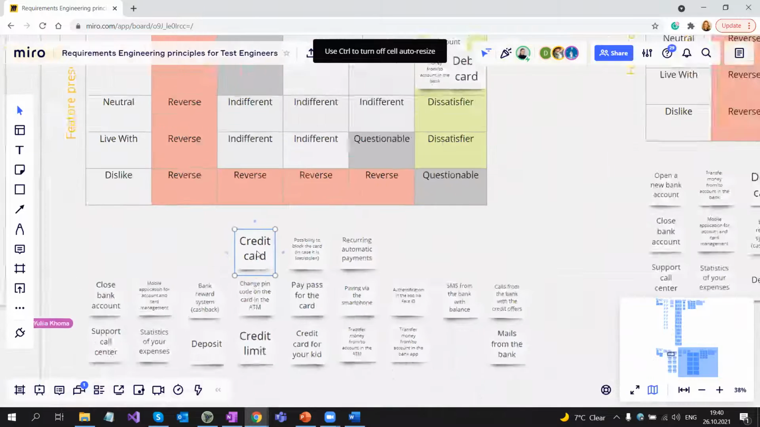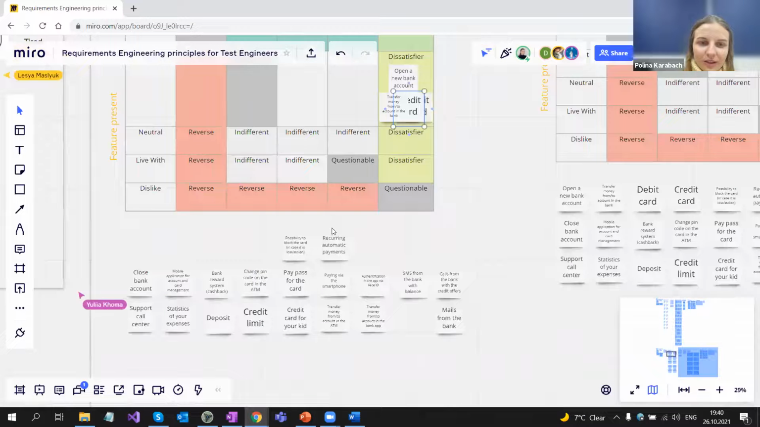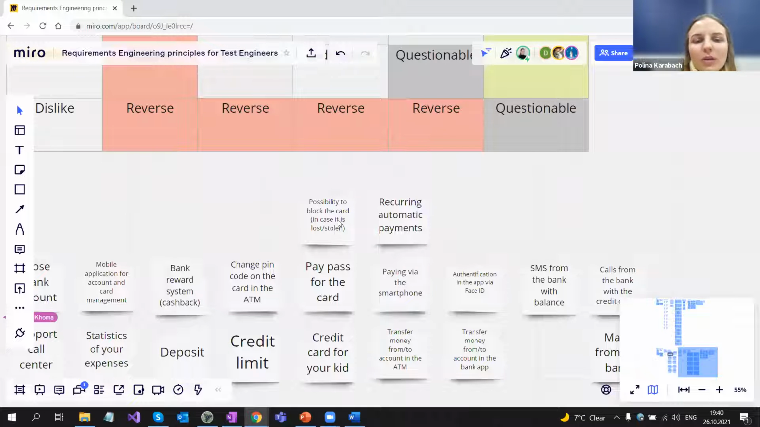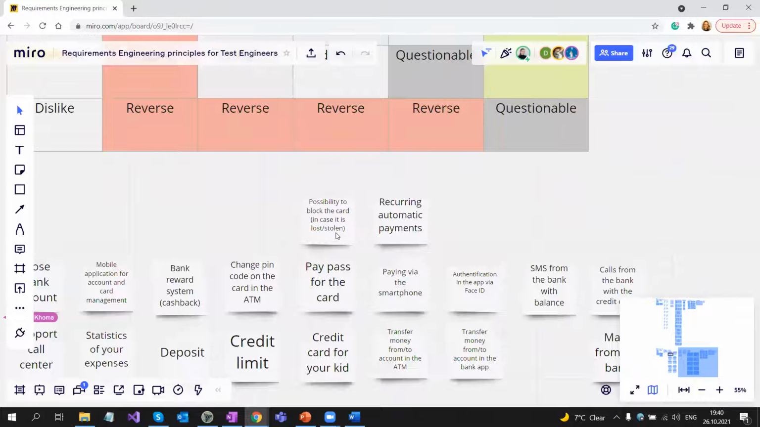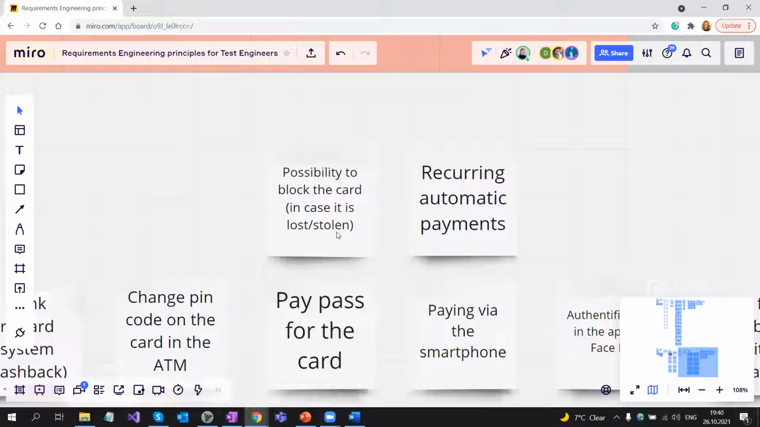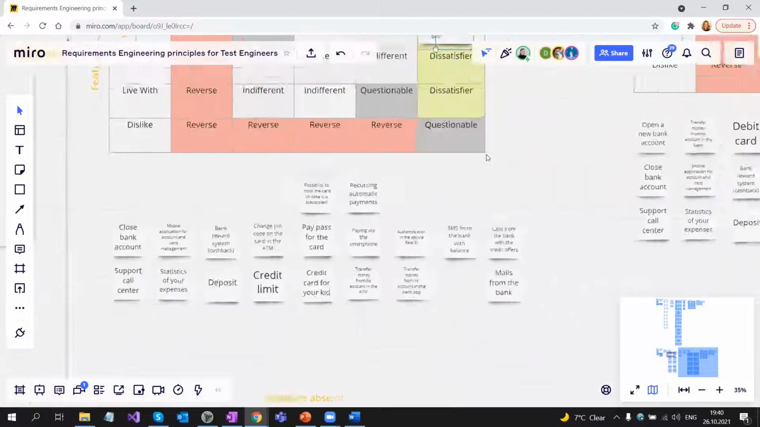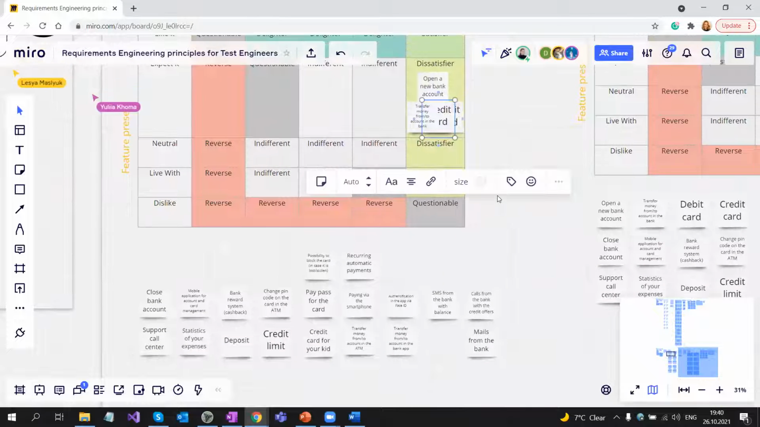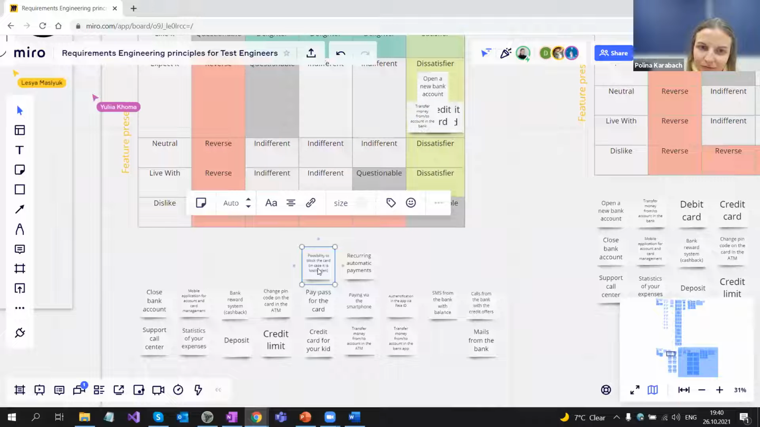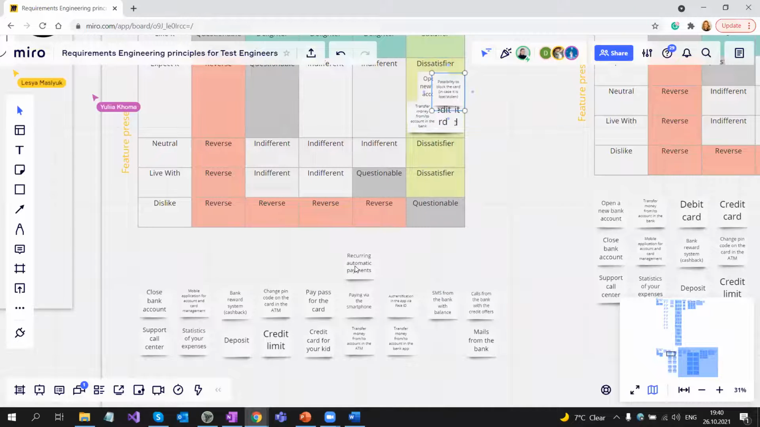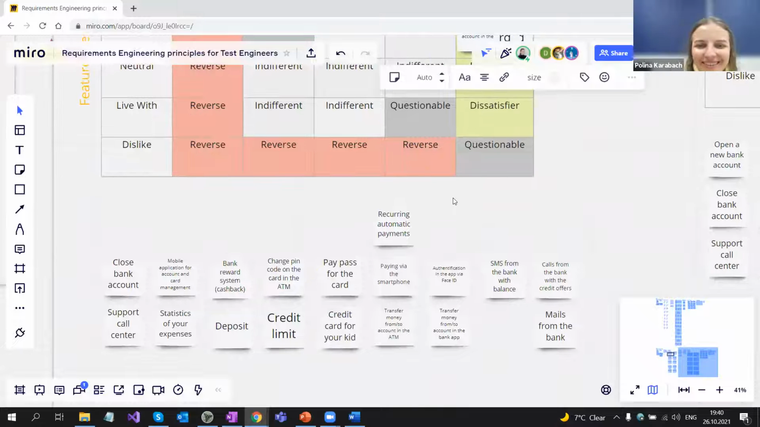Credit card. It's the same. Okay. Possibility to block the card in case it is stolen. In a common situation, I would assume that this is expected functionality and I would be dissatisfied if it were missing. I would have to call the bank or head to the bank itself, so it's not super convenient. So it's in the same place. I think everything will be in the same place. Let's see, there's some more.